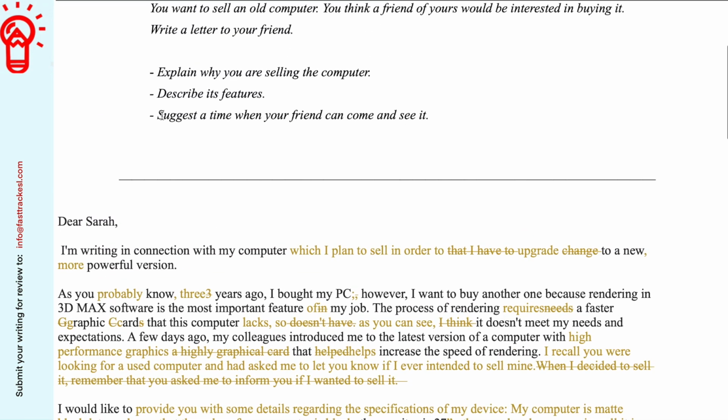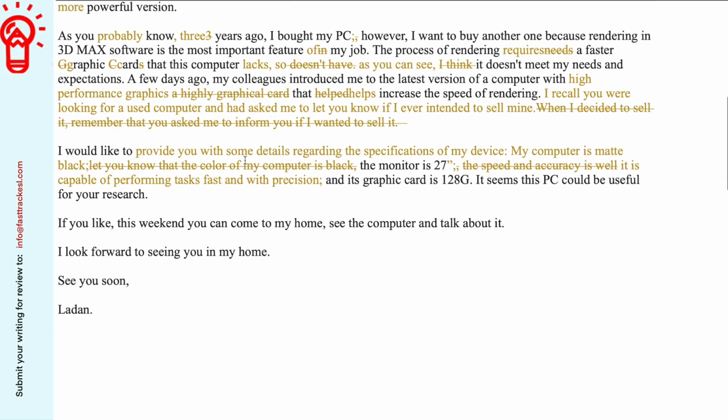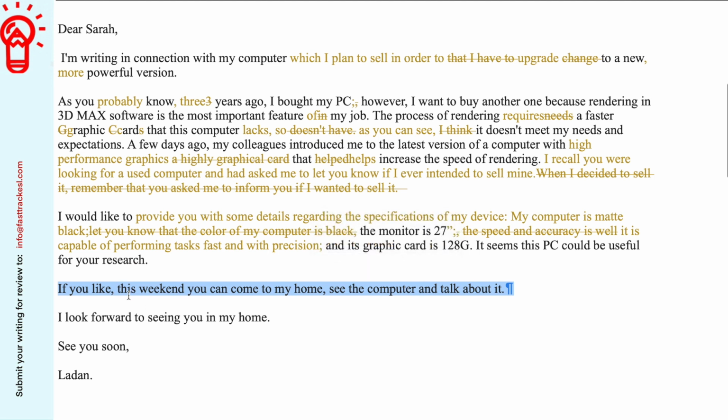Okay, now we need the last paragraph to suggest a time when your friend can come and see it. So let's see how this aim is fulfilled. If you like, this weekend, you can come to my house, see the computer, and talk about it. Now, this third body paragraph here seems a little underdeveloped. It does the trick. It does what the question is asking it to do. But I feel you could have added perhaps a little bit more detail to it. So how could you have possibly done that?